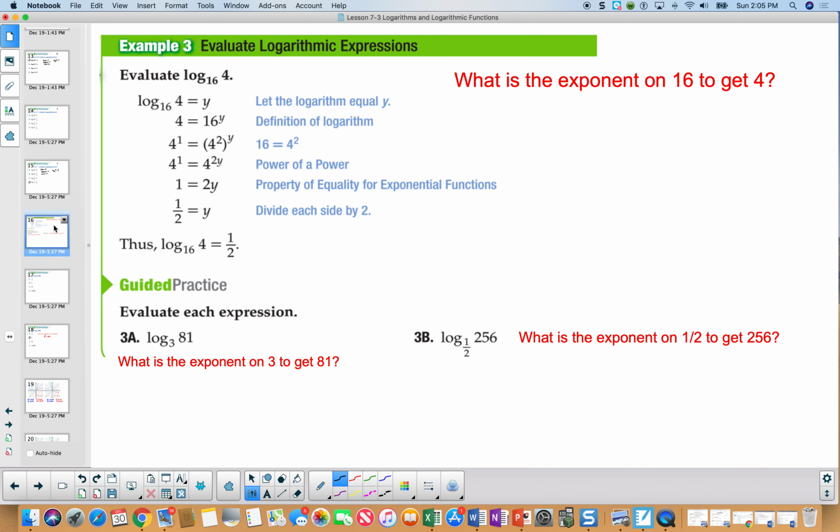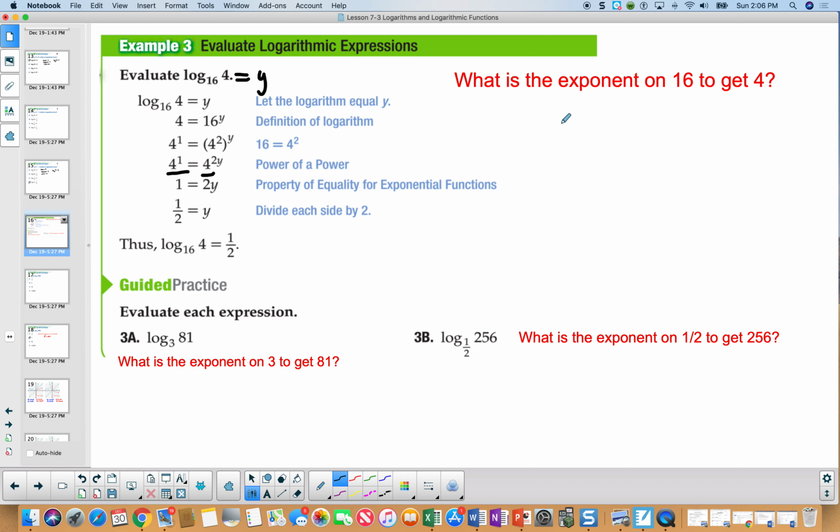Let's now evaluate logarithmic expressions. So we would like to figure out what this is. So I'm going to say equals y. Now this is a log expression. I'm going to change to an exponential expression. And I want to get the bases the same. So 16 is 4 to the second. Pow, pow, multiply me now. Since the bases are the same, we can set the exponents equal to each other, solve for y. So this expression is equal to 1/2.